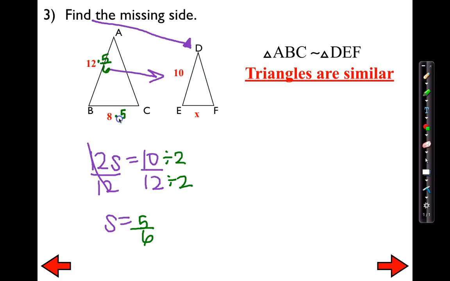That means 8 times 5/6 should give me X. So I'm going to go ahead and solve. 8 times 5/6 is going to give me X. I'm going to go ahead and cross cancel. I notice 8 and 6 have a 2 in common.